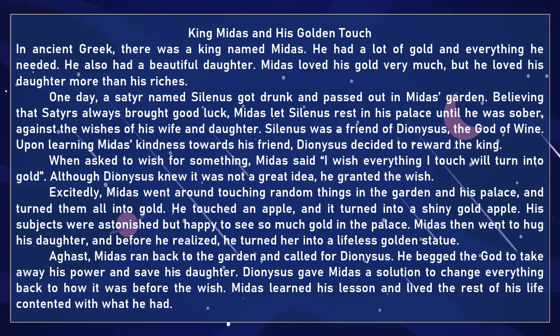Midas then went to hug his daughter, and before he realized, he turned her into a lifeless golden statue. Aghast, Midas ran back to the garden and called for Dionysus. He begged the god to take away his power and save his daughter. Dionysus gave Midas a solution to change everything back to how it was before the wish. Midas learned his lesson and lived the rest of his life contented with what he had.